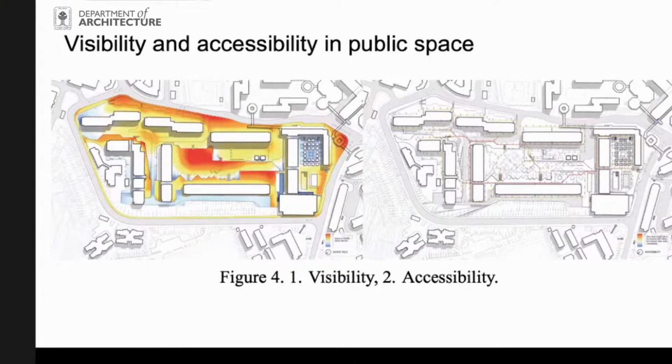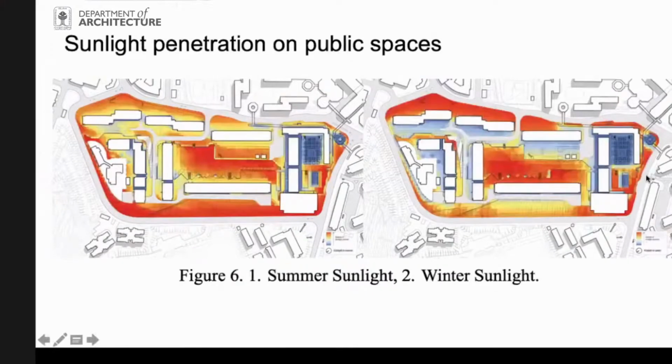You can also test the accessibility. The red one is the most connected pathway and the blue is the less connected one. So it means the red pathway is easier for people to access, and maybe there will be more people utilizing that pathway. We can also test the sunlight penetration on the public space, looking at the summer sunlight and also winter sunlight. People really love to have a public space with light.